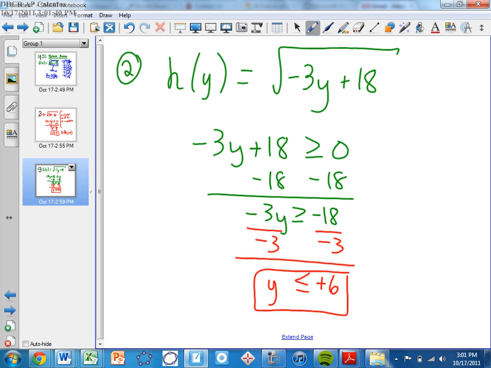But this is only for that part. Again, this is only for inequalities. So for the domain, what is less than 6? 5, 4, 3, 2, 1, 0. What about all those negative numbers? So it goes right down to where? Negative infinity. So for the domain for this one, we have to write it as follows.